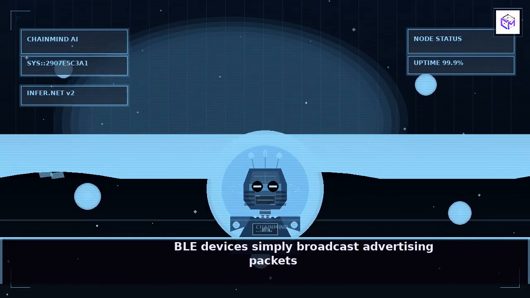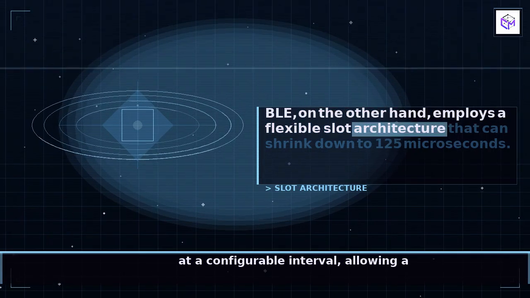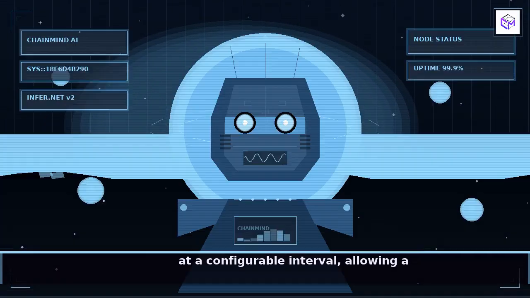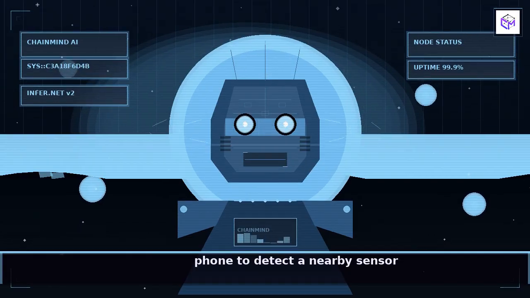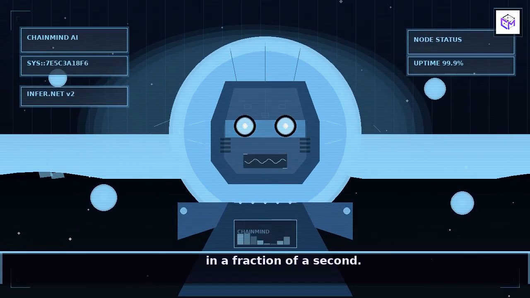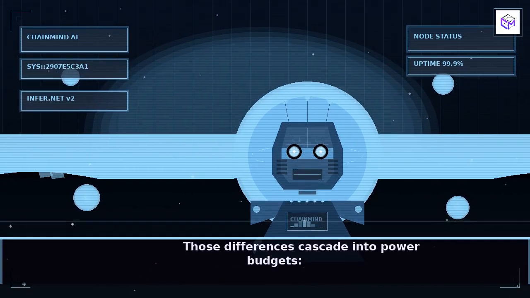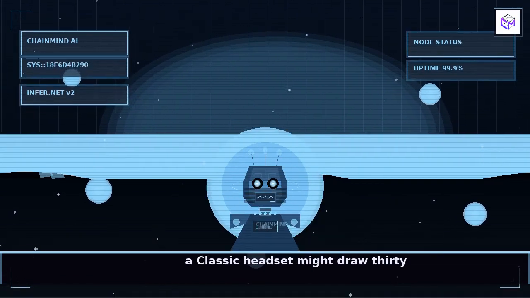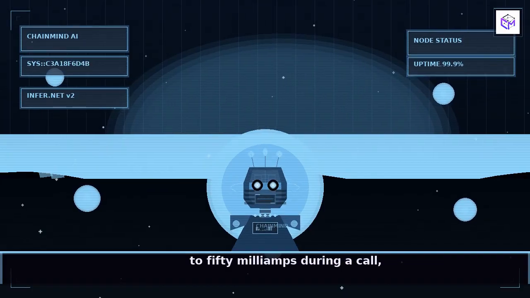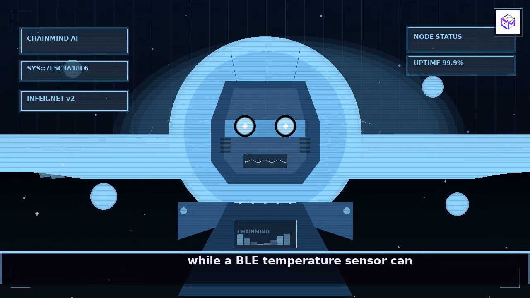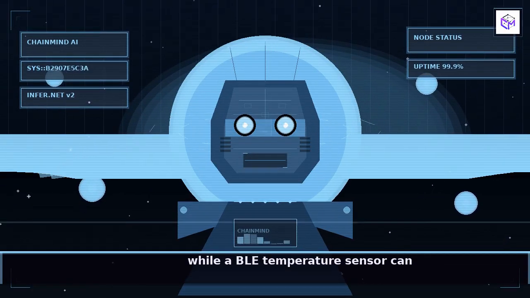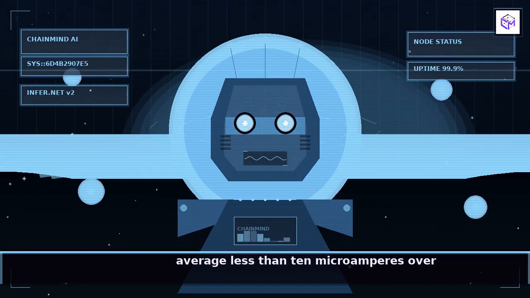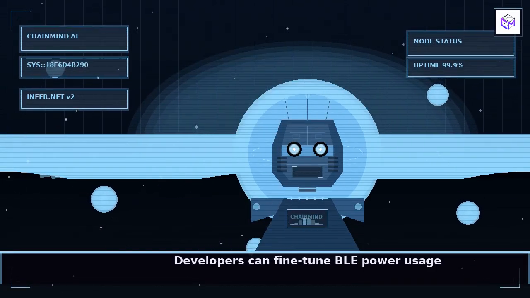A classic headset might draw 30 to 50 milliamps during a call, while a BLE temperature sensor can average less than 10 microamperes over an hour. Developers can fine-tune BLE power usage by adjusting three parameters: advertising interval, connection interval, and slave latency, to match the exact needs of the application without sacrificing reliability.